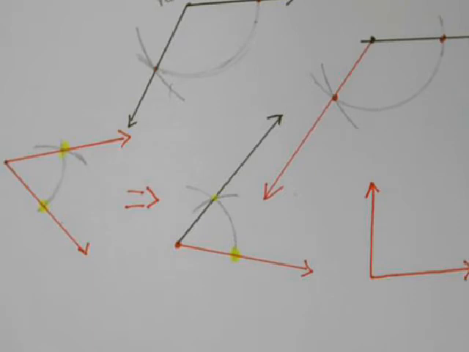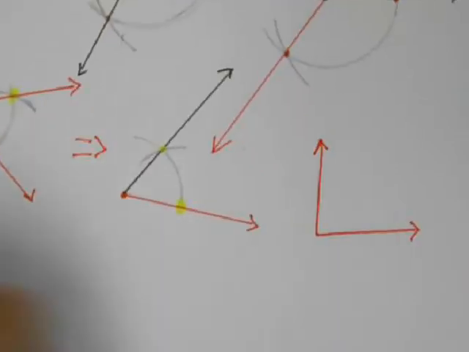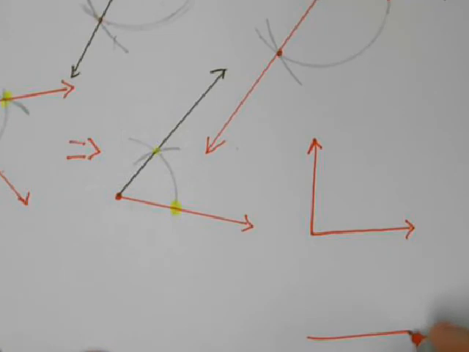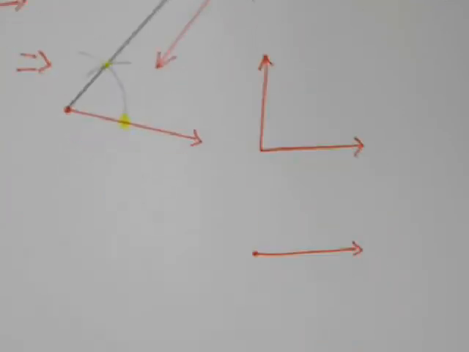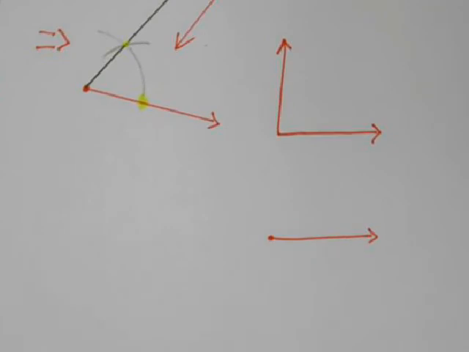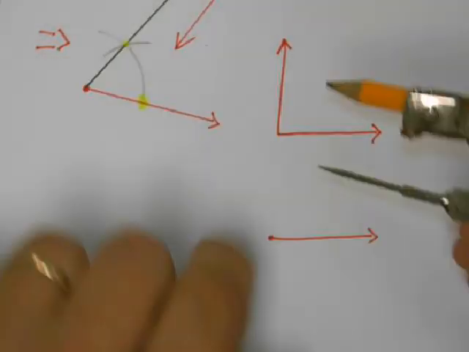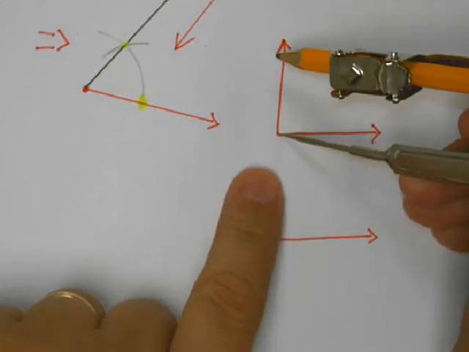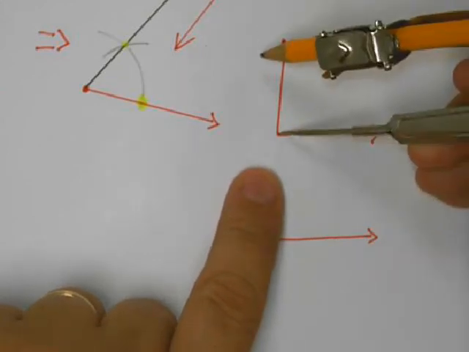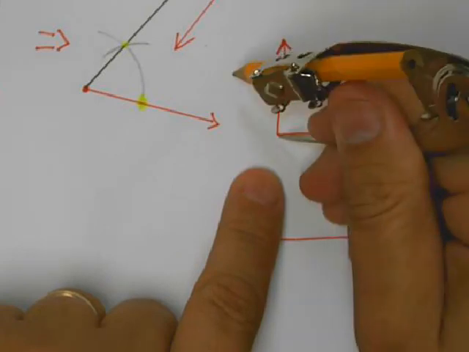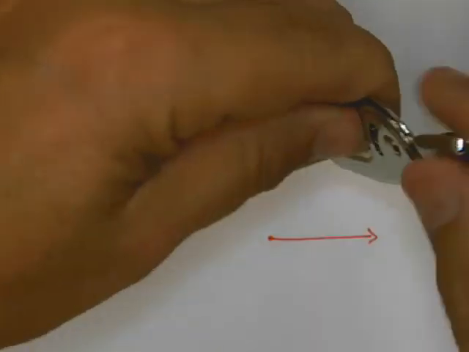Okay, so I'm going to start with an angle. And I'm going to start with a ray. A toy for everybody. Here we go. First time through, I'm going to create an arc that connects the rays. It does not matter how wide my compass is. Doesn't matter. I'm going to connect it.